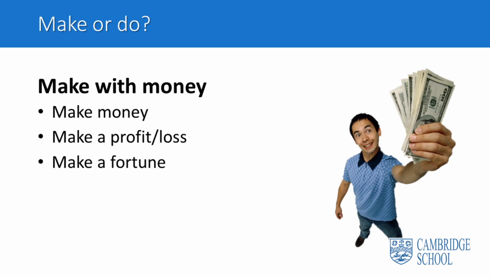We use the verb make as well to talk about producing money. So let's have a look at that. We can make money, and if we're very lucky, we can make a profit, and if we're unlucky, we make a loss. And if we're really lucky, we make a fortune.